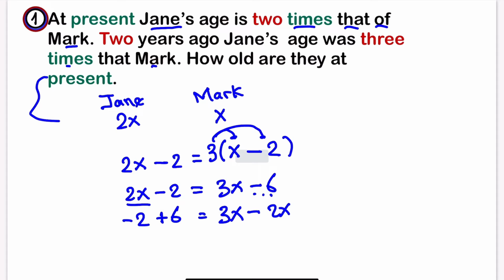So -2 plus 6 equals 4. Then we have 3x minus 2x, which gives us x. So this implies x is equal to 4.